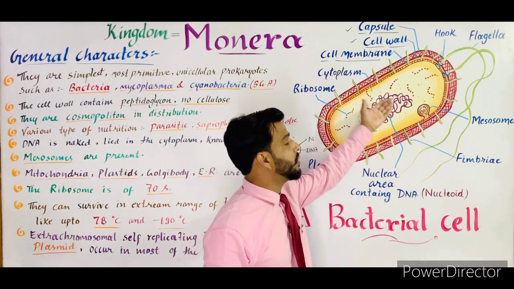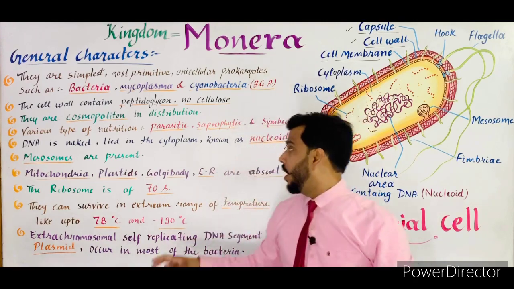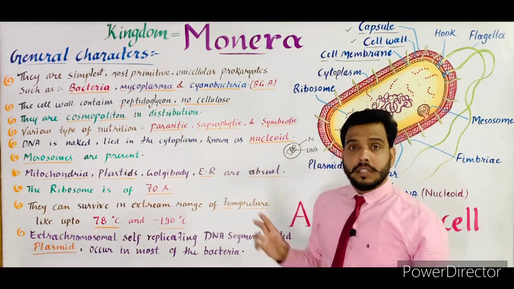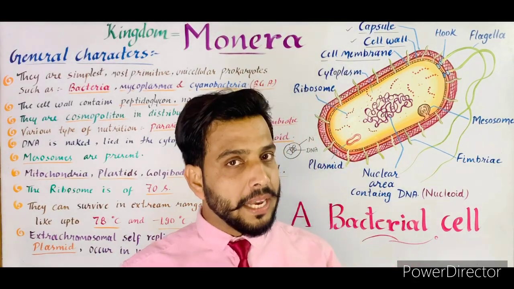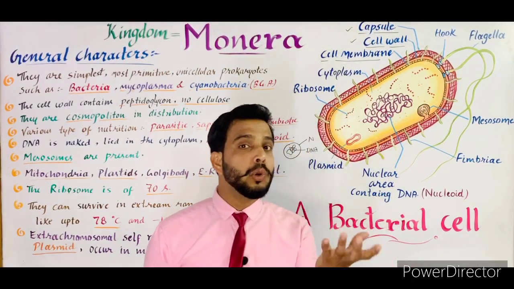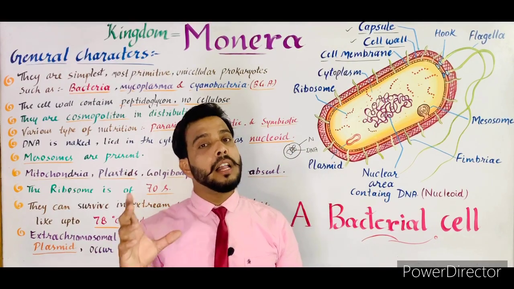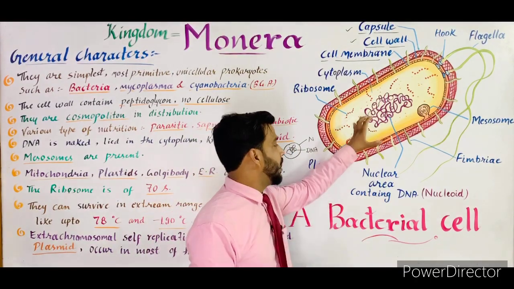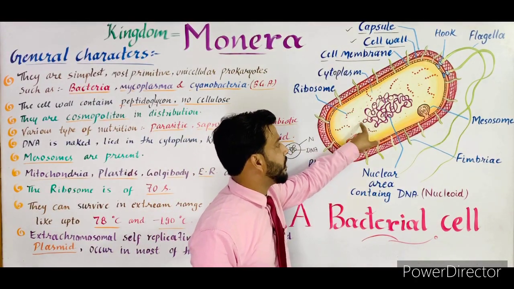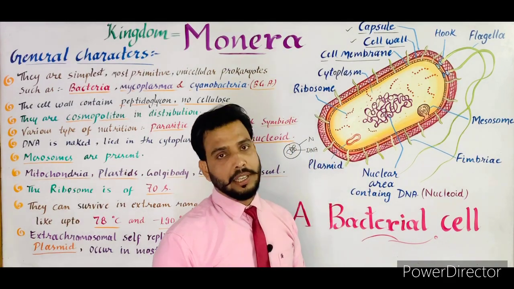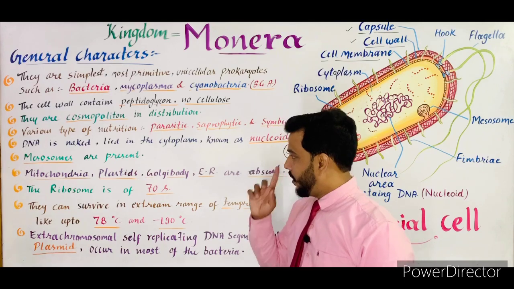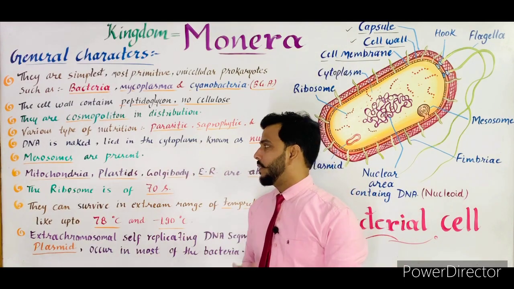As you can see, it is found in the cytoplasm, known as nucleoid. Such type of DNA which is not surrounded by the nuclear membrane in the bacterial cell is termed as nucleoid, or you can say it is the false nucleus. So the nuclear area is the DNA, also known as nucleoid in the case of the bacterial cell. Next point is, the mesosomes are present.